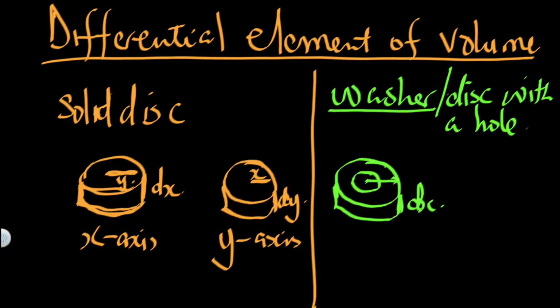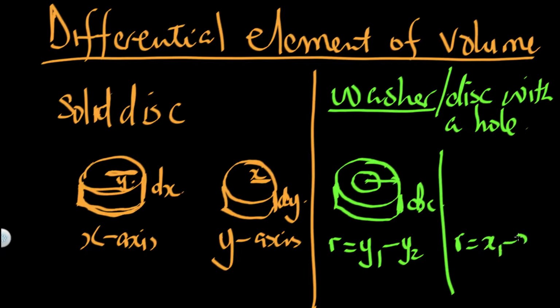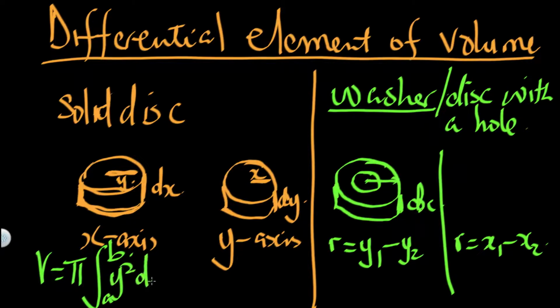Now, this is where you're going to find formulas like your r here. Your r in this case would be y1 minus y2. You can have another similar situation where your r will be x1 minus x2. So this guides you in terms of the formula that you're going to use. For the first situation, you use the formula that we just used, V equals pi times the integration from a to b of y squared dx. For the second situation, your formula will be V equals pi times the integration from, let's say, c to d of x squared dy.